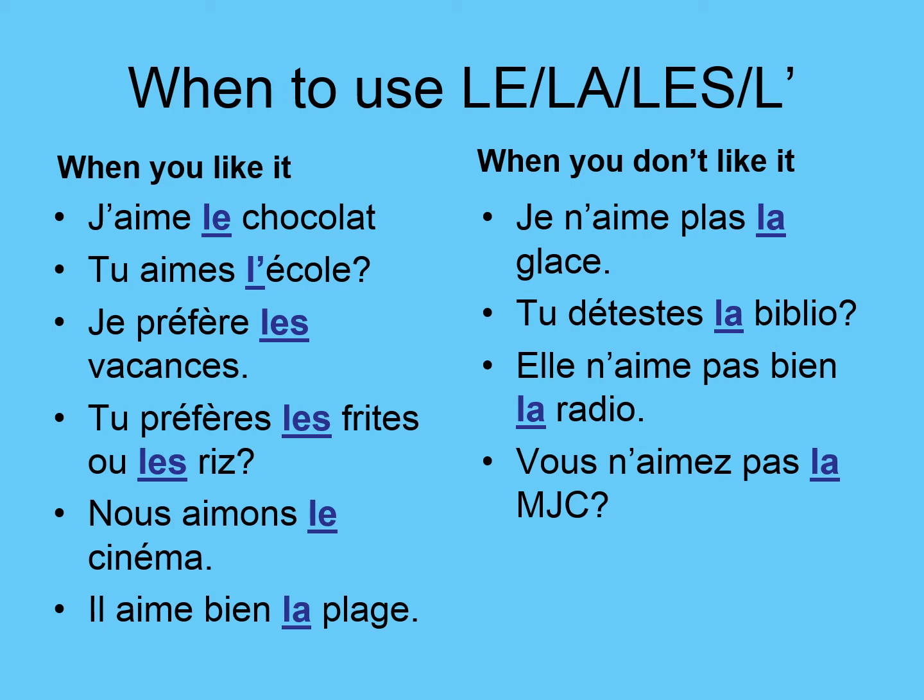Nous aimons le cinéma. Il aime bien la plage. We like the movie theater. He likes very much the beach. Notice especially that in these last two sentences, we are just talking about liking a place. That's going to come into play in just a few moments. So pay attention to the fact specifically that we're saying we just like the place. You also use le, la, le, or L apostrophe when you don't like it.